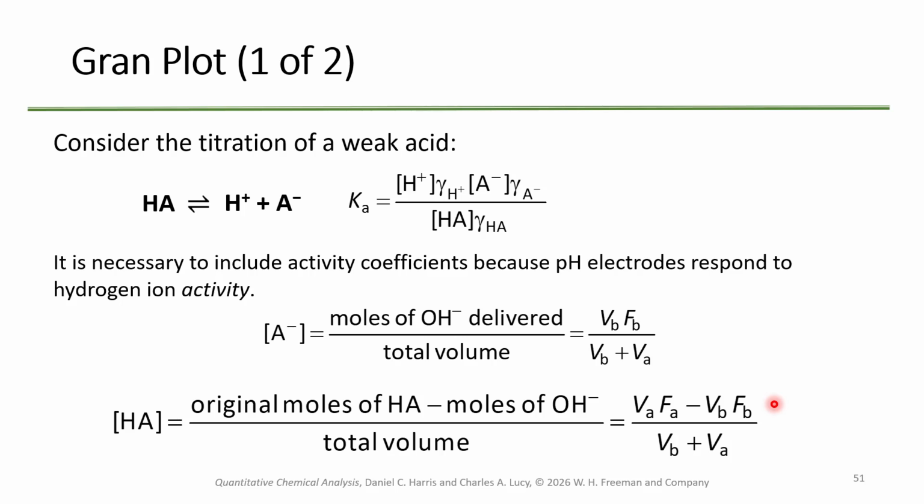Okay. So this again, let's look at that titration of your weak acid. In this case right here, we actually have activities in here. So notice it is necessary to include activity coefficients because if you use pH electrodes, they're going to respond to the hydrogen ion activities, right? The numbers they give you are not actually the formal concentrations, are they? They're going to be activities, okay?